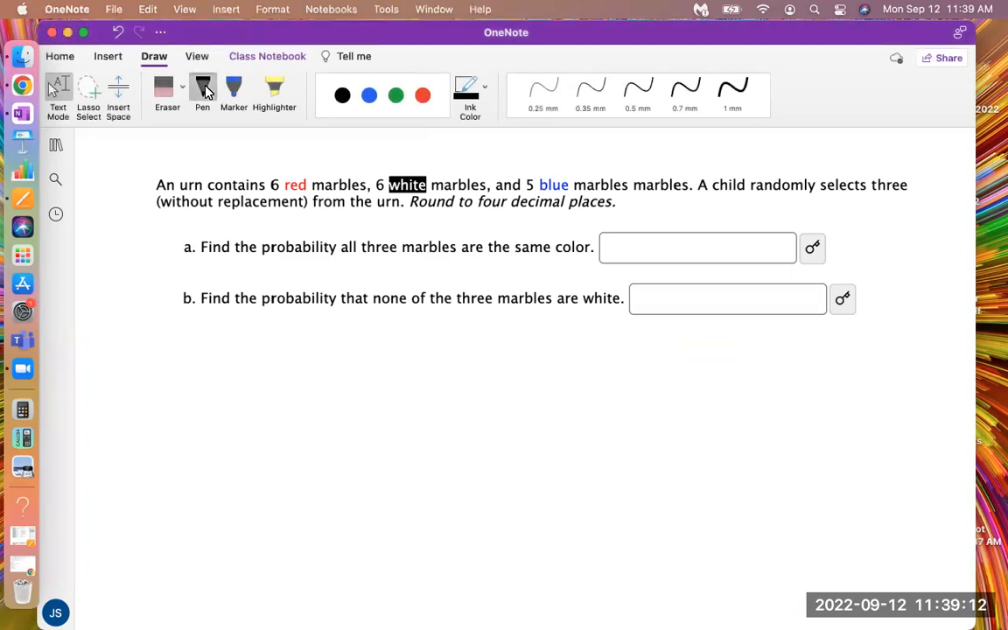So the tricky part about this one is there's 3 different colors that could happen, right? You could have all 3 red balls, all 3 white balls, or all 3 blue balls. So we really need to find the probability that they are all red, or the probability that they're all blue, or the probability that they're all white.